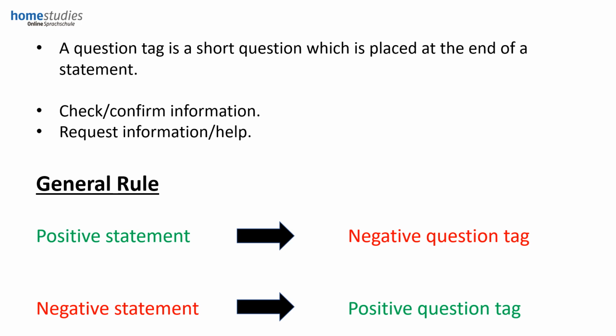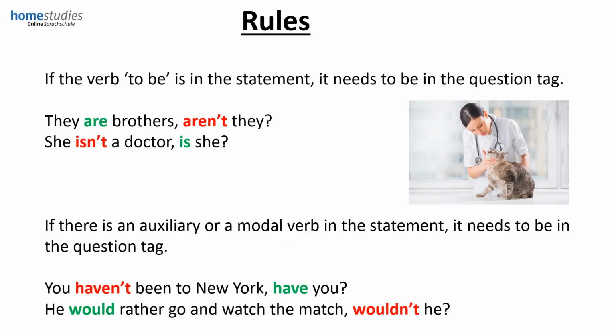Positive statement, negative question tag, negative statement, positive question tag. Let's have a look at some examples. So, here are some examples, but here we have a few more rules as well. If the verb to be is in the statement, it also needs to be in the question tag. So, they are brothers, aren't they? She isn't a doctor, is she?